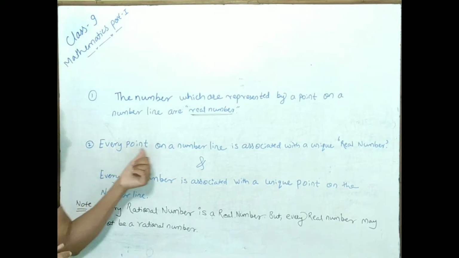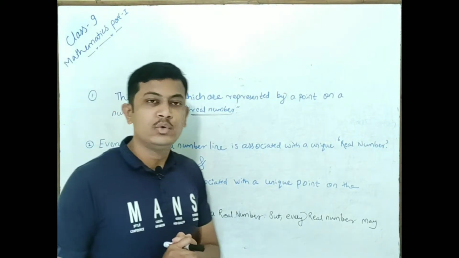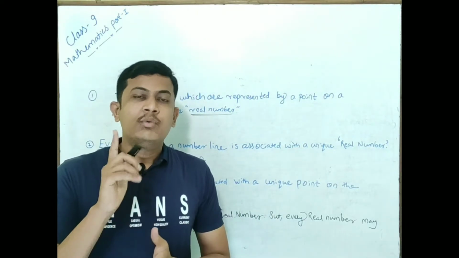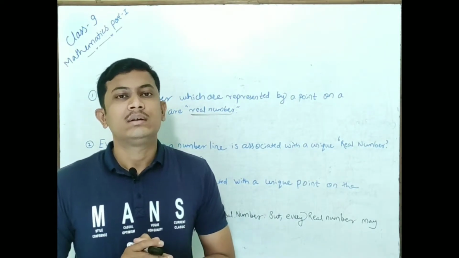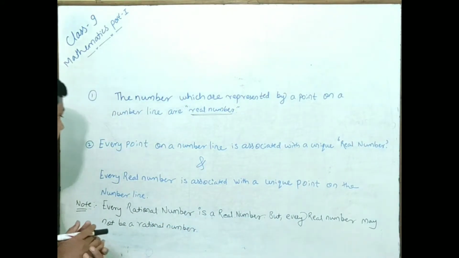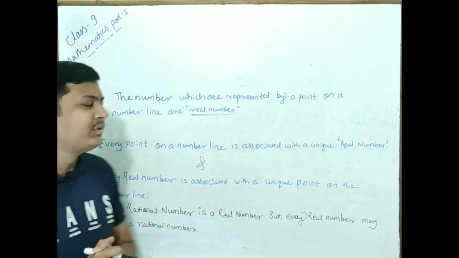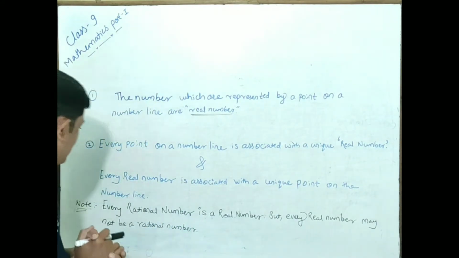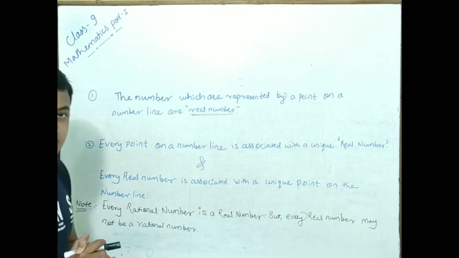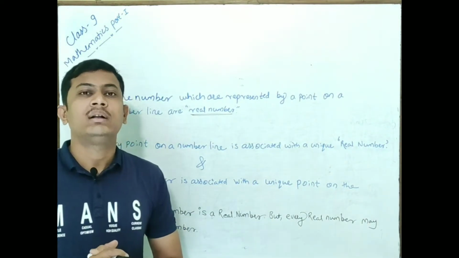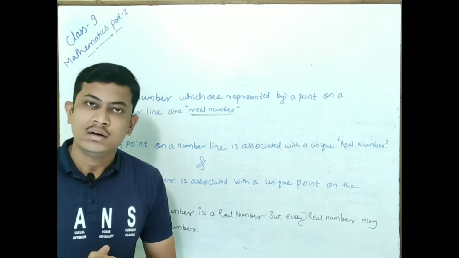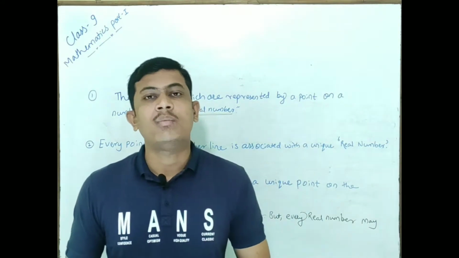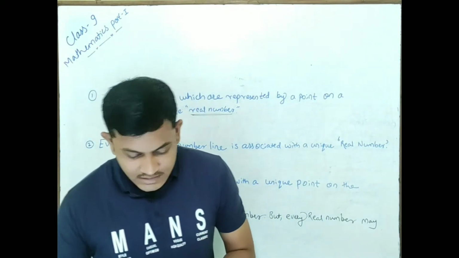Second, every point on a number line is associated with a unique real number. It means on a number line there is one and only one point for a unique real number. Also, every real number is associated with a unique point on the number line. Both are the same. And third, every rational number is a real number, but a real number may not be a rational number. Then next we have to see the decimal form of the irrational number.